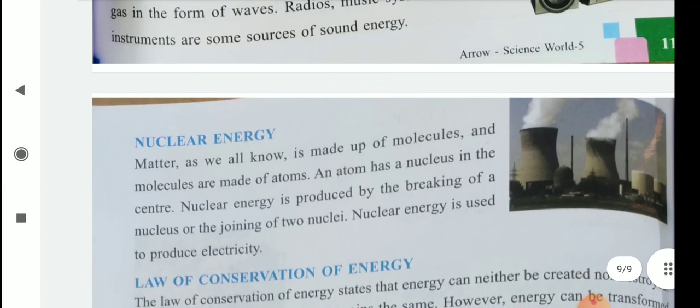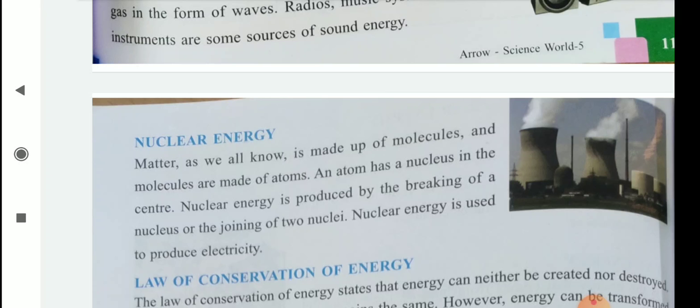Then nuclear energy. Matter, as we all know, is made up of molecules, and molecules are made of atoms. An atom has a nucleus in the center. Nuclear energy is produced by the breaking of a nucleus or the joining of two nuclei. Nuclear energy is used to produce electricity. Clear? Then law of conservation of energy.